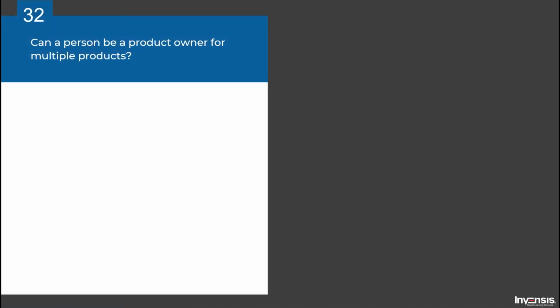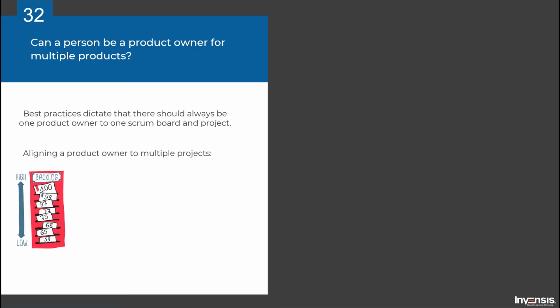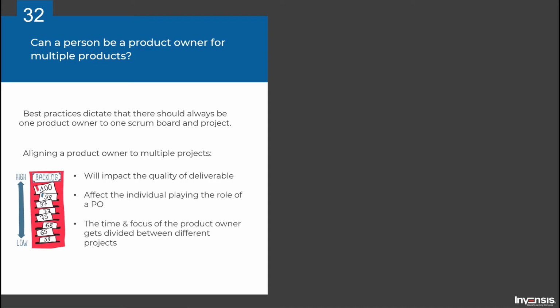Can a person be a product owner for multiple products? Best practices dictate that there should always be one product owner to one Scrum board and project. The product owner usually focuses on the given product by constantly being in touch with the customers and understanding the market. Therefore, aligning a product owner for multiple projects will impact the quality of deliverables, and it will also affect the individual playing the role of a product owner. The focus of the product owner gets divided, and the time also gets broken down between different projects, which in turn creates a mess for the product owner. Therefore, it is not advisable to align one product owner with multiple projects, as it also affects the strategy and timeline for the project.